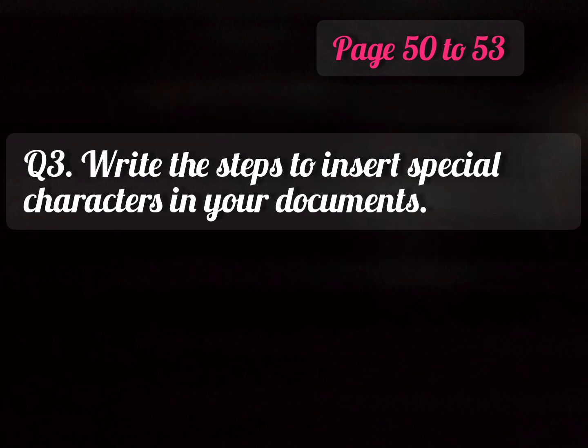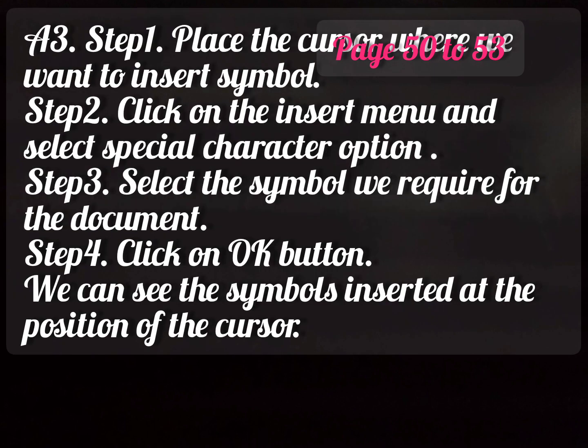Question number 3. Write the steps to insert special characters in your document. Answer number 3. Step 1. Place the cursor where you want to insert the symbol. Step 2. Click on the Insert menu and select the Special Character option. Step 3. Select the symbol we require for the document. Step 4. Click on the OK button. We can see the symbol inserted at the position of the cursor.